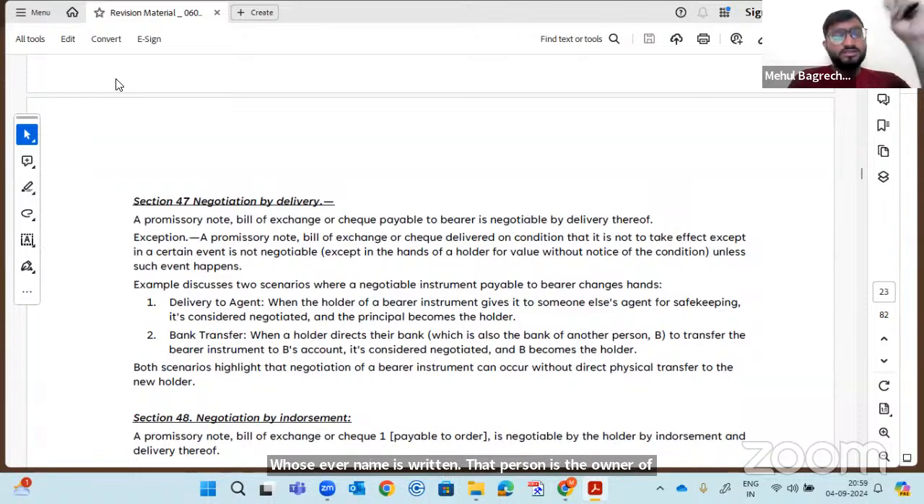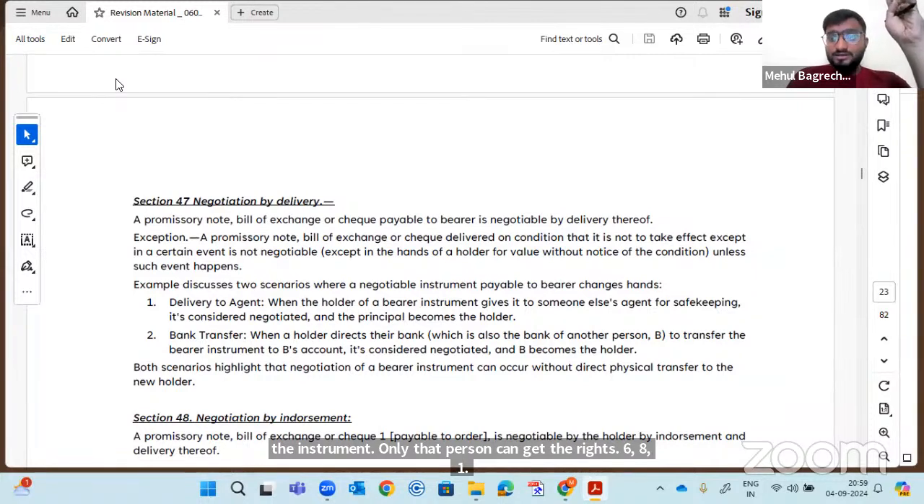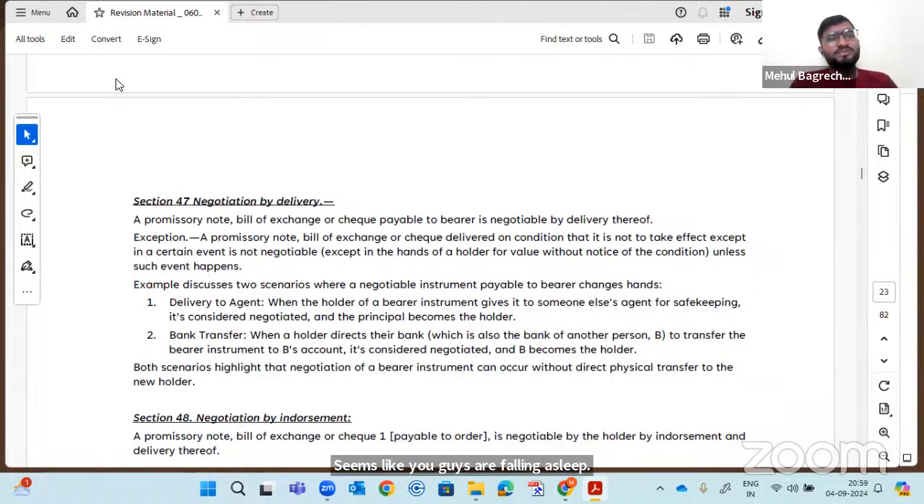Sit straight, everyone. Open your eyes. Oh, seems like you guys have fallen asleep. Guys, this is how flop movies are. You have to pay attention also. You paid for the ticket, right?